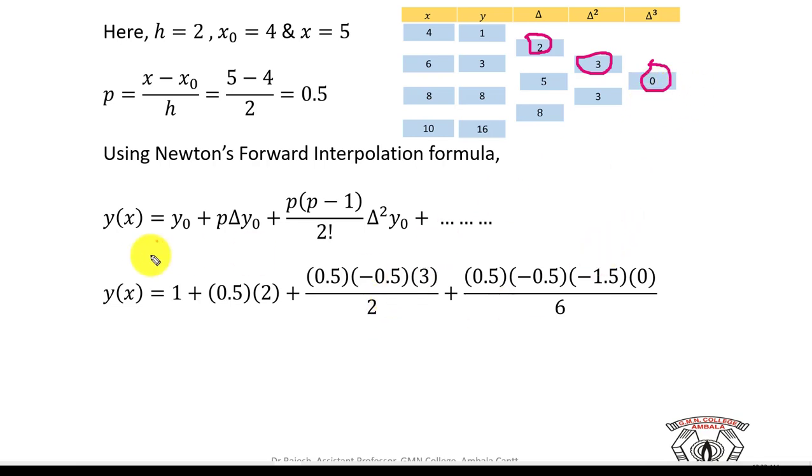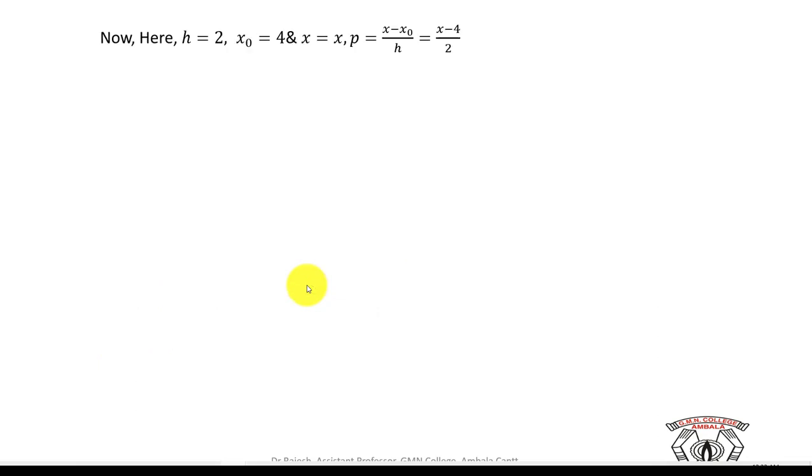So this is the Newton forward interpolation formula for that particular table. We have used the values. You can see these are in yellow color and these values are used. So when it is solved, it will give y of 5 as 1.625.